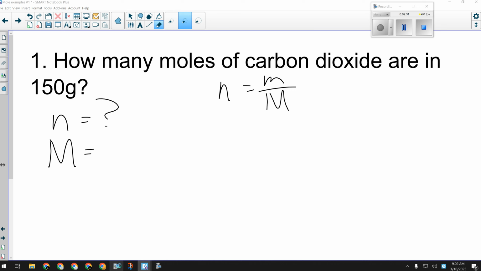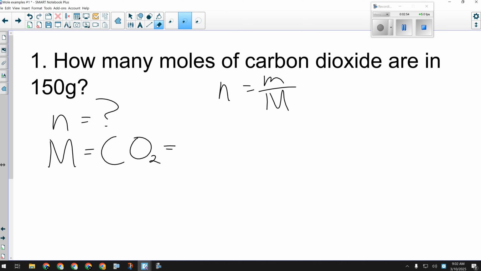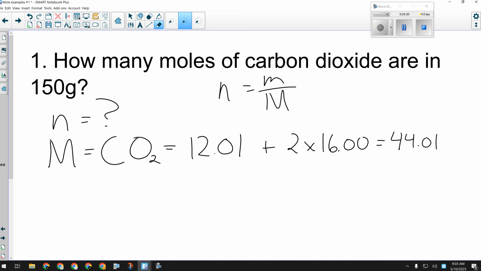Carbon dioxide is CO2. What do I need to calculate about CO2? I need its molar mass. To get the molar mass, I go to the periodic table and see that the atomic mass for carbon is 12.01. How many carbons in this compound? 1. There's no number besides C, so I just write 12.01. How many oxygens? 2. So I go 2 times the molar mass of oxygen, which is 16.00. If I put those numbers together, I should get 44.01, I believe. What are my units? Grams per mole.